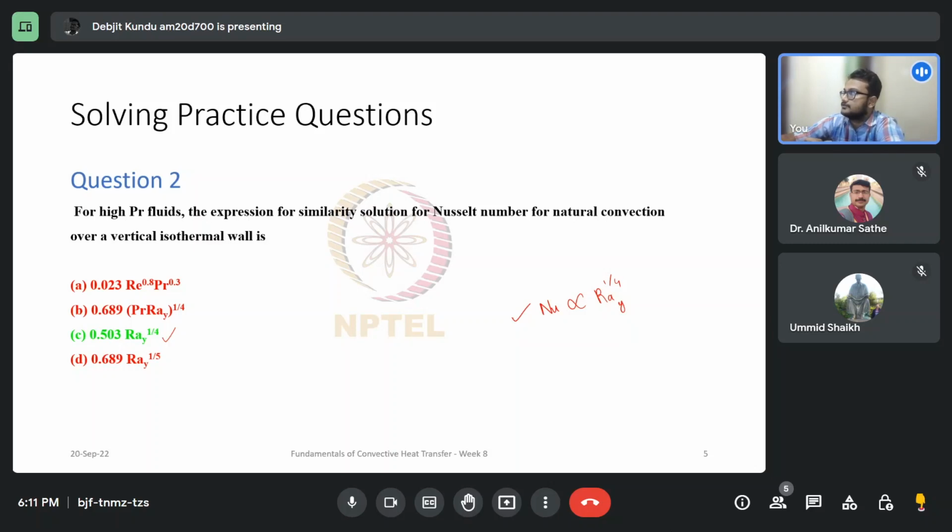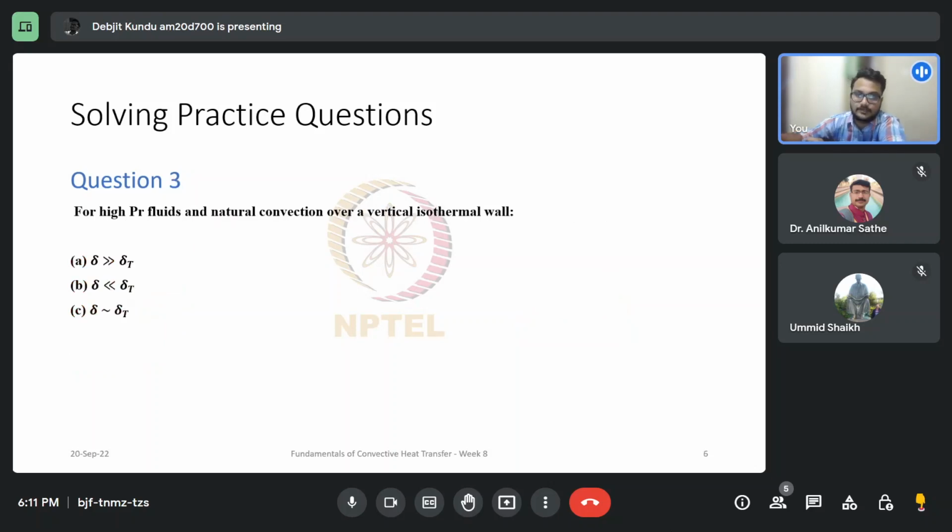Okay, so moving on, we move on to question number 3. Here also we are taking high Prandtl number fluids with natural convection over a vertical isothermal wall. In this case, what is true? Here delta is the hydrodynamic boundary layer thickness and delta T is the thermal boundary layer thickness.